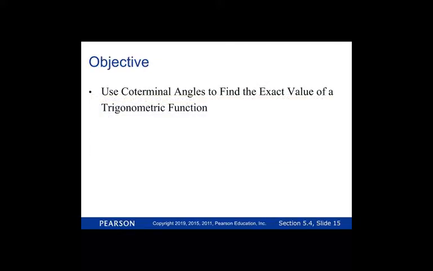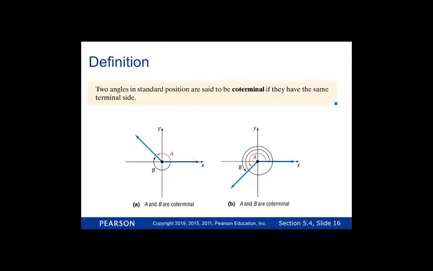So the next objective is to use coterminal angles to find the exact values of trig functions. Two angles in standard position are said to be coterminal if they have the same terminal side. When our angles are in standard position, they all have the same initial side, a ray on the positive x-axis. And coterminal means the terminal side is the same.